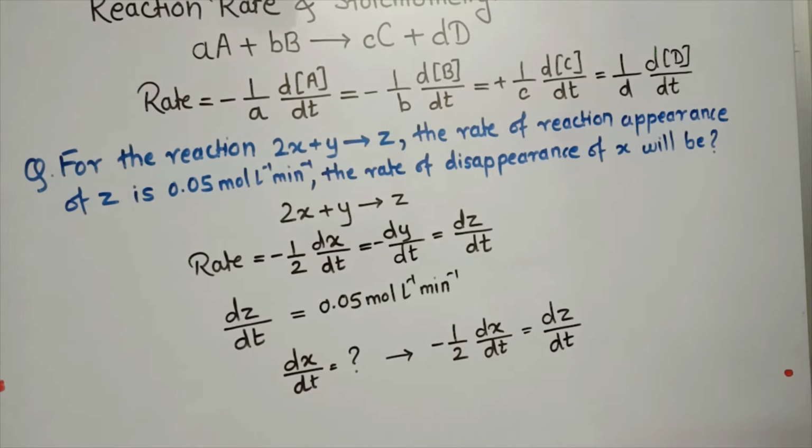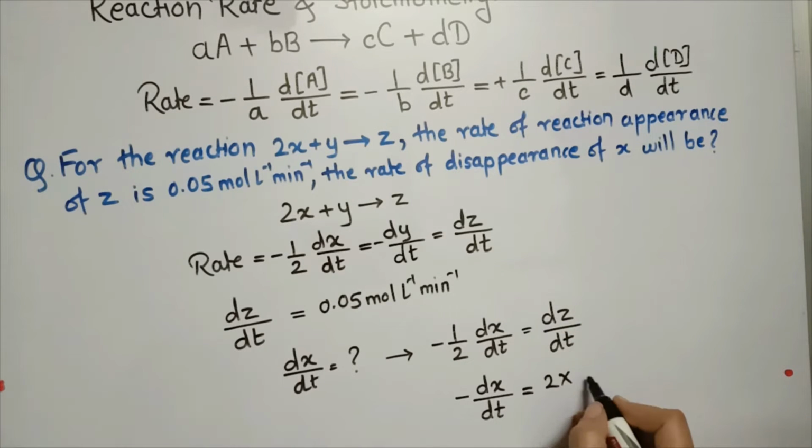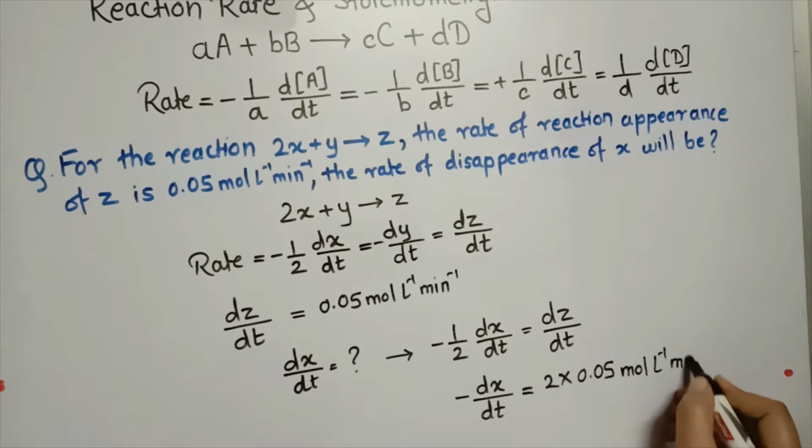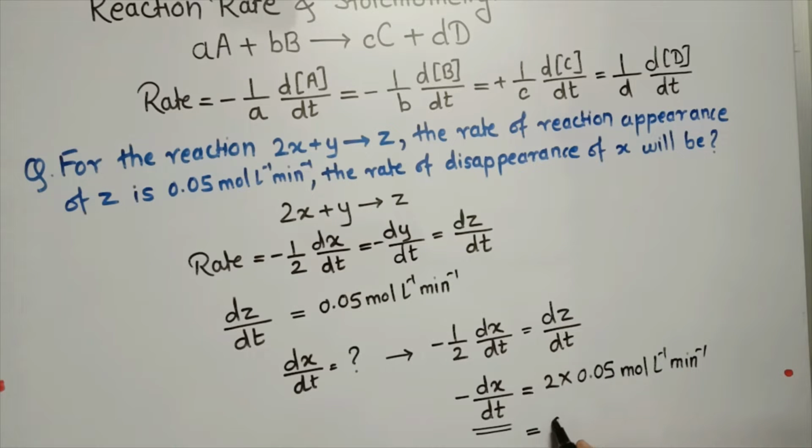Okay. So now, keeping this as it is, minus dx upon dt by 2 into the value of this we know, that is 0.05 mole per liter per minute. Okay. So therefore the rate of disappearance of X will be equal to 0.1 mole per liter per minute.